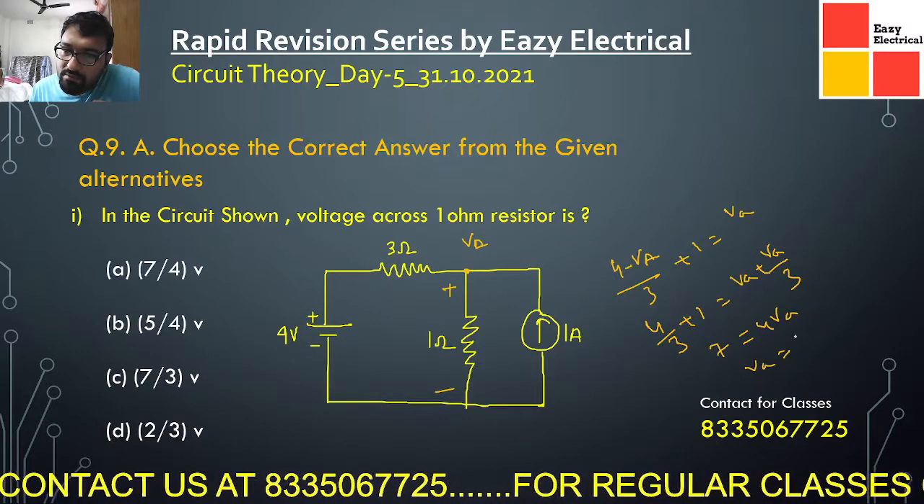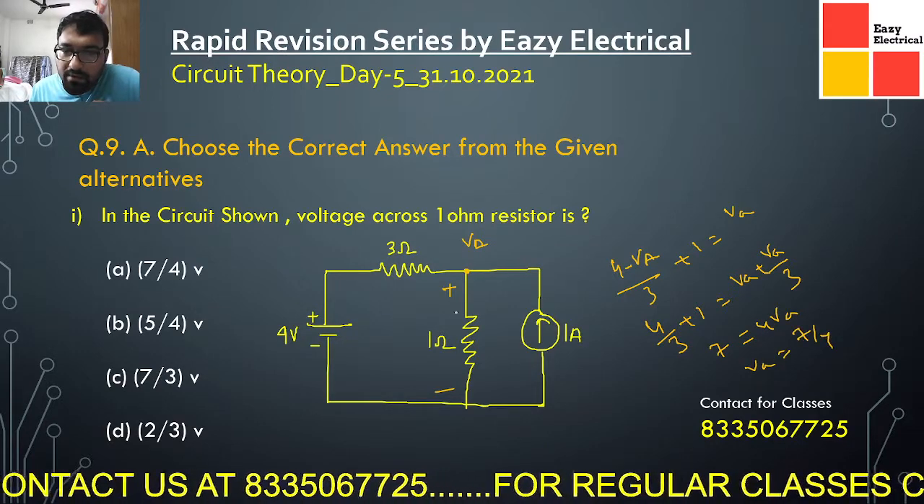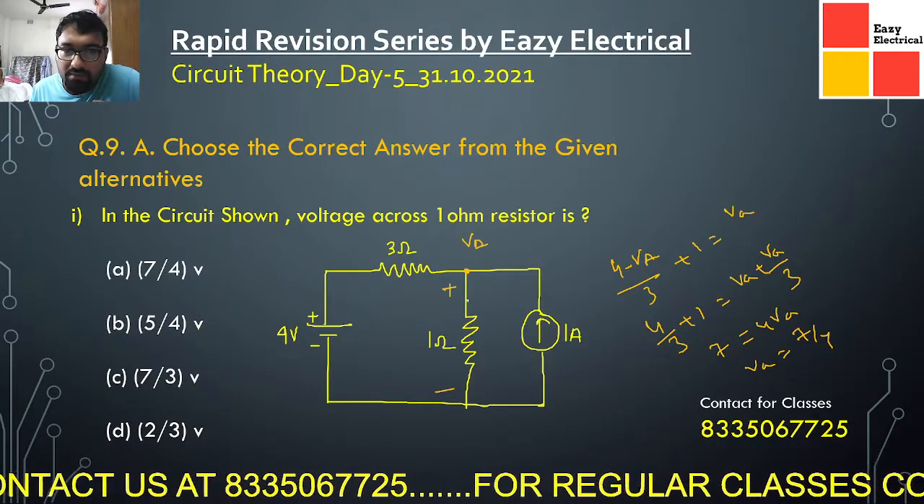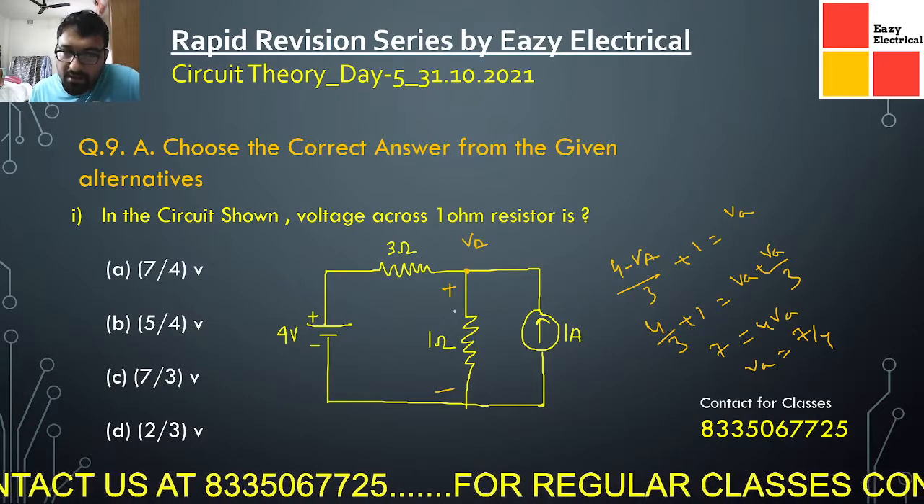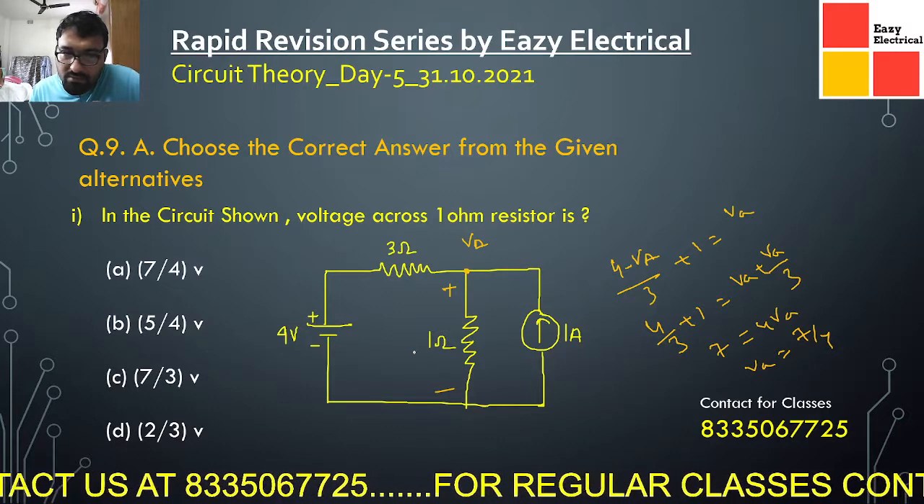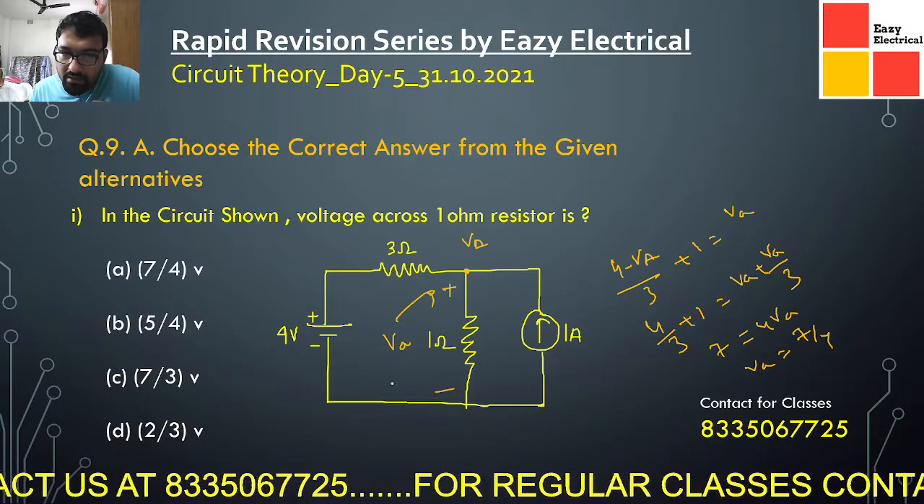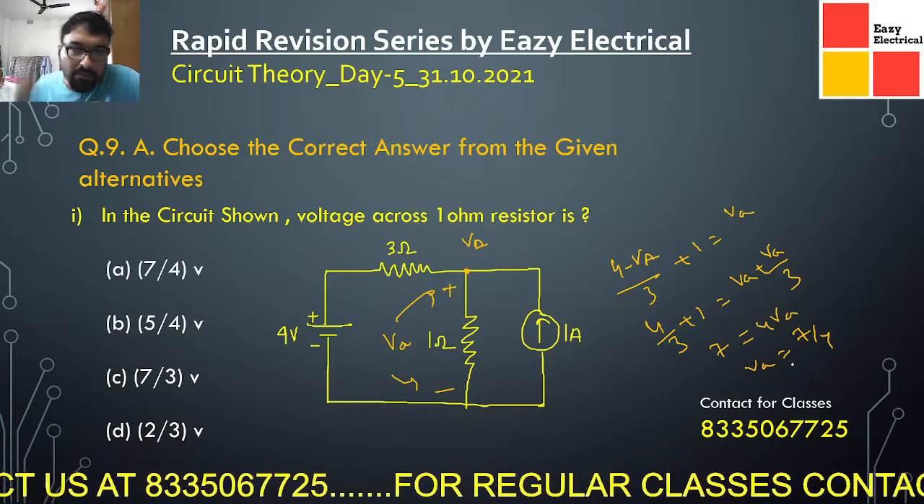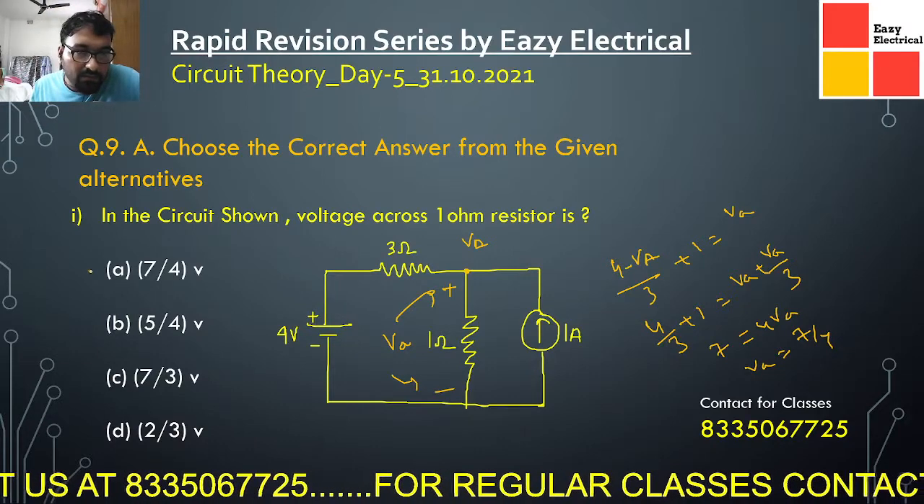So VA is equal to 7 by 4. Now VA by 1 will give the voltage across, so VA is basically the voltage across the 1 ohm resistor. So this is nothing but VA, right. So VA is 7 by 4, coming out to be 7 by 4. 7 by 4 will be the correct answer.